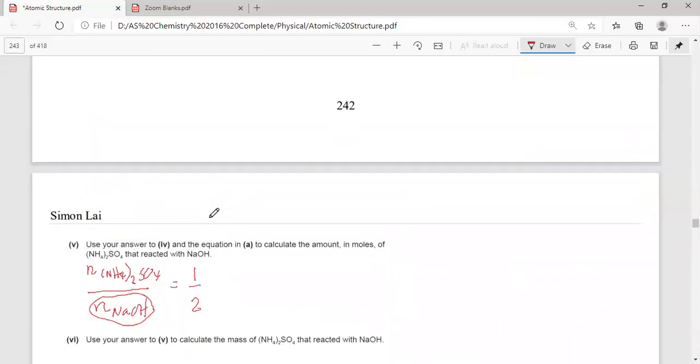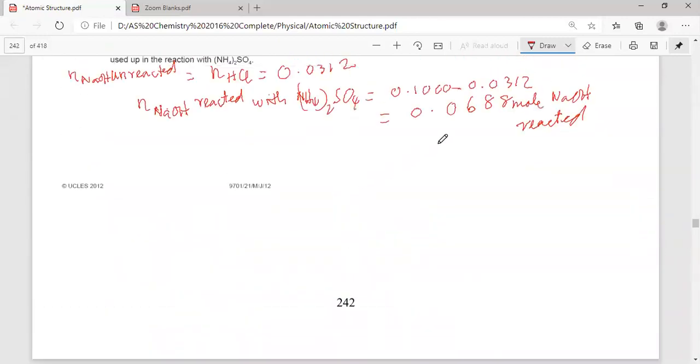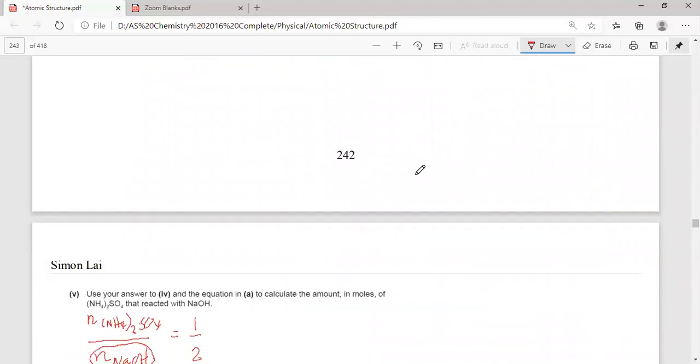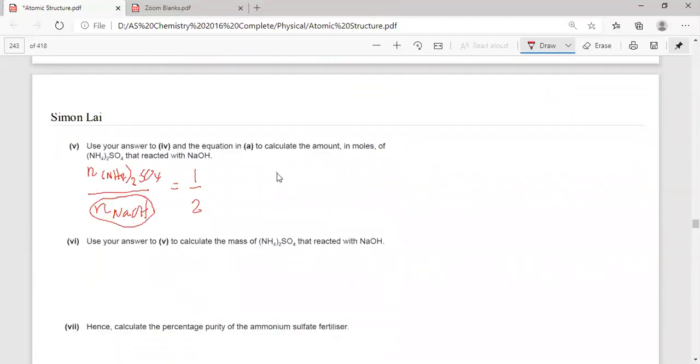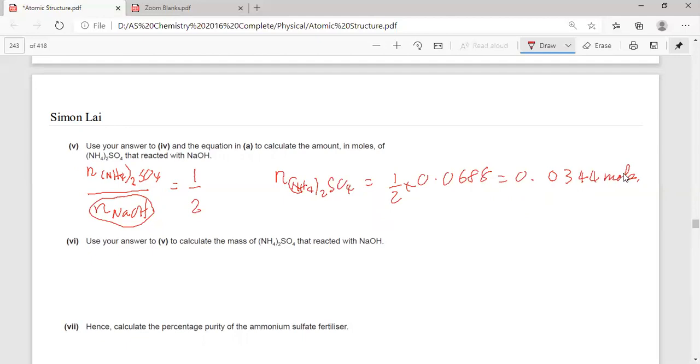On top here, you can see here, 0.0688. So here the number of moles of ammonium sulfate reacted is equal to half times 0.0688. So it's equal to 0.0344 moles. Easy now, right? So you see, if you go backwards, you sort of calculate backwards.